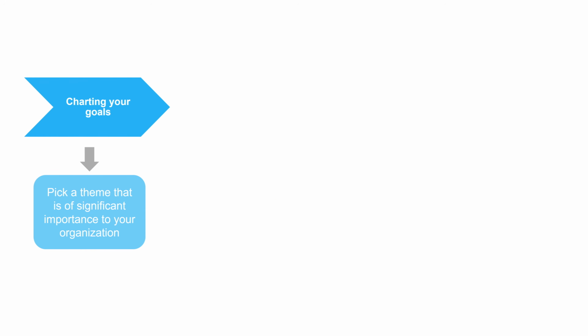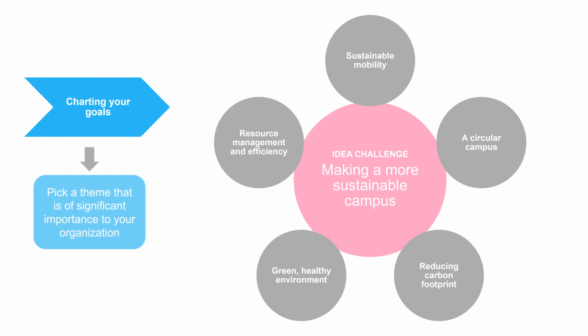Now, the first step for any idea challenge is to decide what we want to achieve with it. The objective should be tied to the strategic goals of the organization. In our example, one of the university's strategic objectives is to become more sustainable. At the same time, the university acknowledges that the student-staff collaboration is key to improving learning and teaching outcomes, so they also want to enhance communication between students and the university staff, and of course, the other faculty members as well.